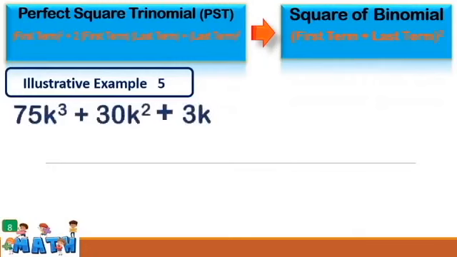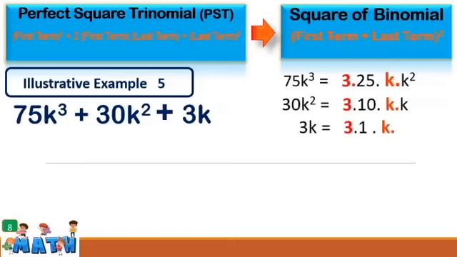Example number 5. So we're going to get the factors of 75k cubed plus 30k squared plus 3k. So what can you say about the first and last terms? They are not perfect squares. So what are we going to do? We're going to find a number that could reduce the given trinomial. So what are we going to do? Simply factor 75k cubed, 30k squared, and 3k.